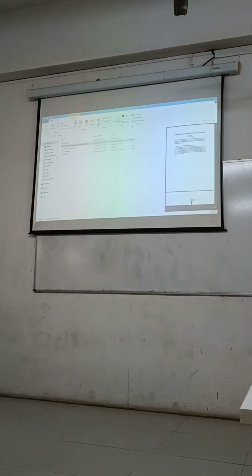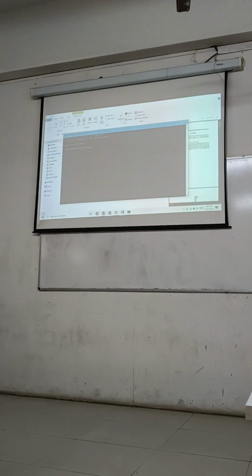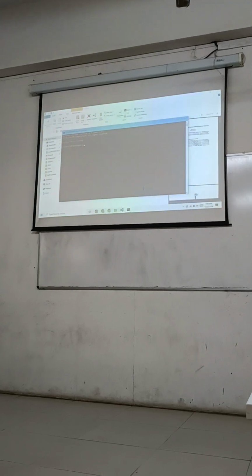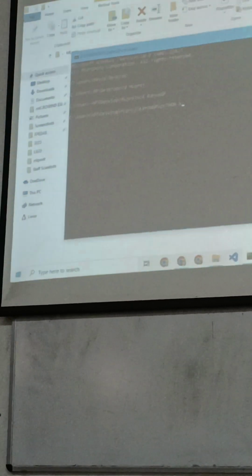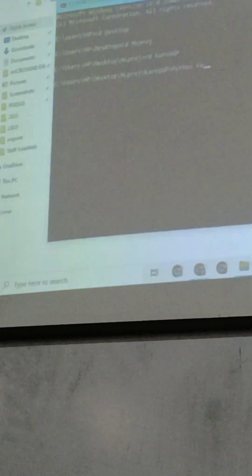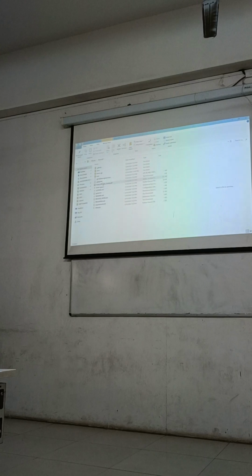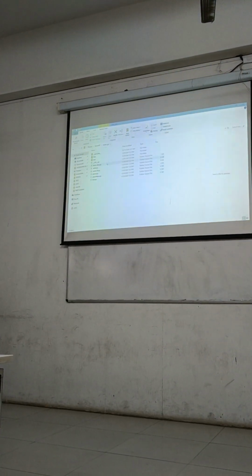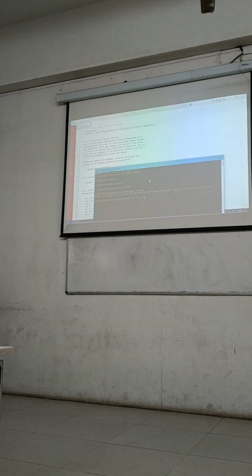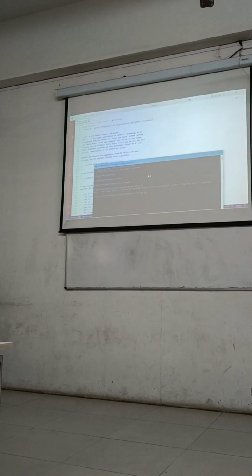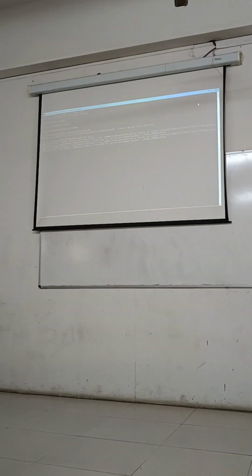Anyone has questions? So anyone has questions? Figure 3 equation. Figure 3.